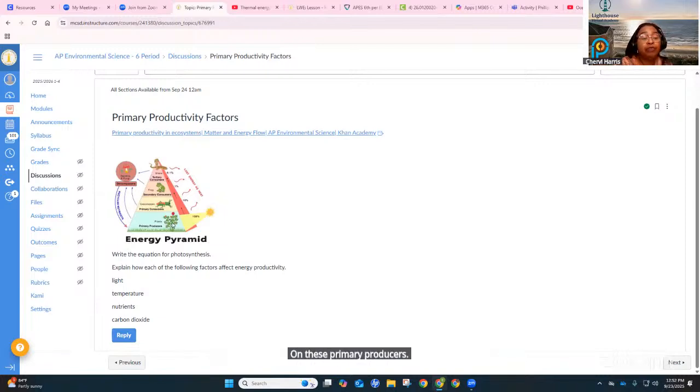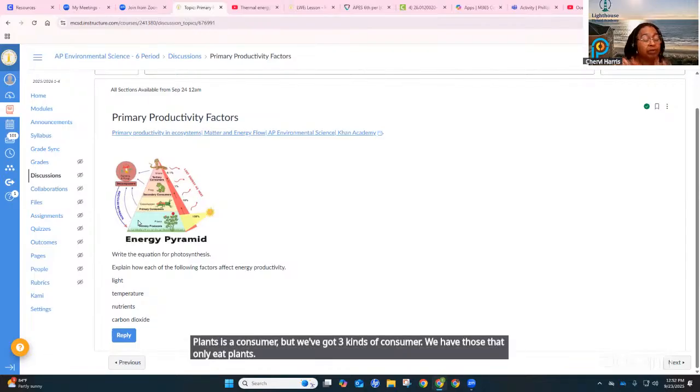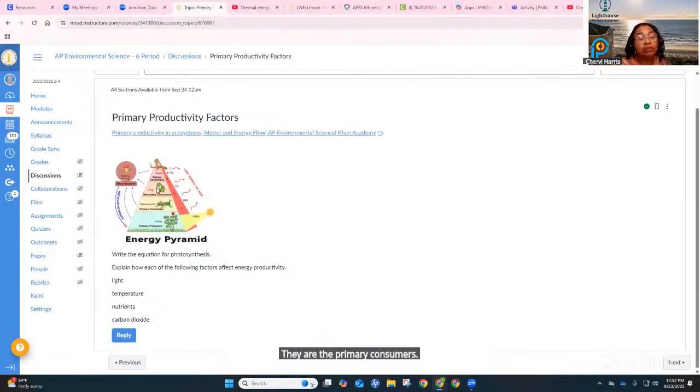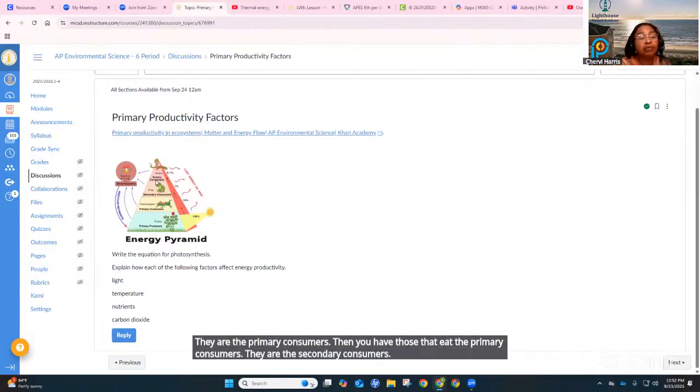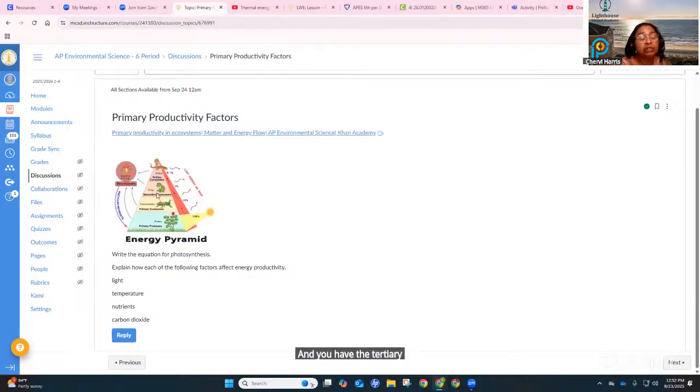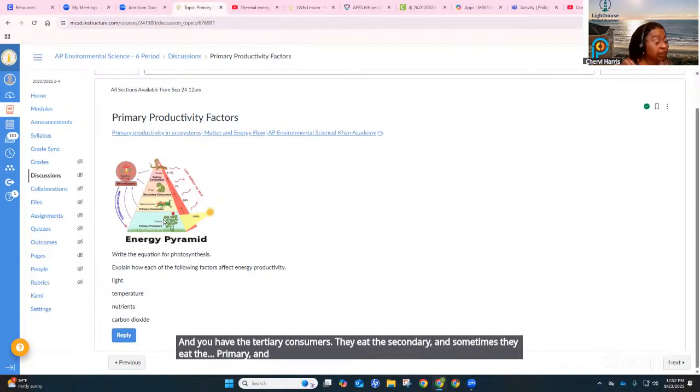And then you have the organisms that eat the plants. Everything above plants is a consumer, but we've got three kinds of consumer. We have those that only eat plants. They are the primary consumers. Then you have those that eat the primary consumers. They are the secondary consumers. Then you have the tertiary consumers. They eat the secondary, and sometimes they eat the primary, and sometimes they also eat plants. But they are at the top. Those are the tertiary consumers.